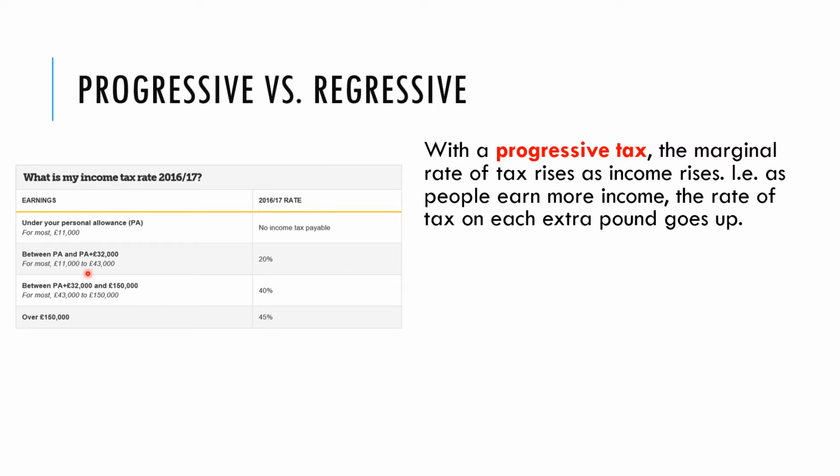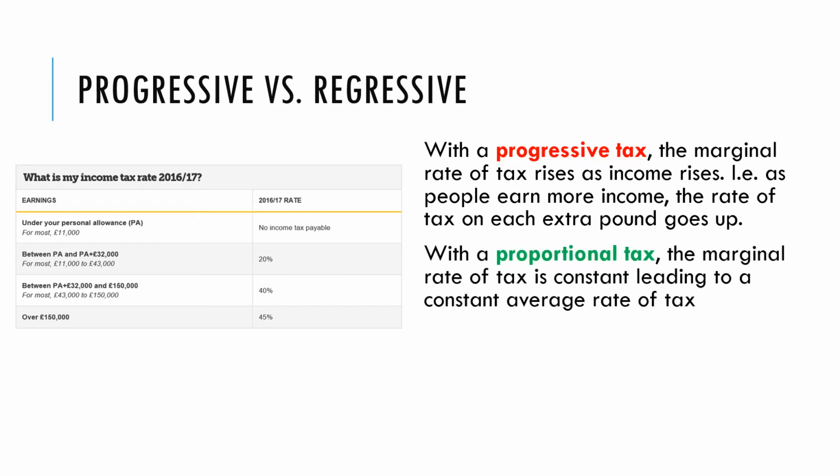So for example, if you earn between £11,000 and £32,000, you pay 20% of that as income tax. However, if you earn over £150,000, you pay 45% of any money you earn over £150,000 as tax. So here, the amount you pay increases as you earn more. You pay more tax as your income goes up. So we would call this a progressive tax.